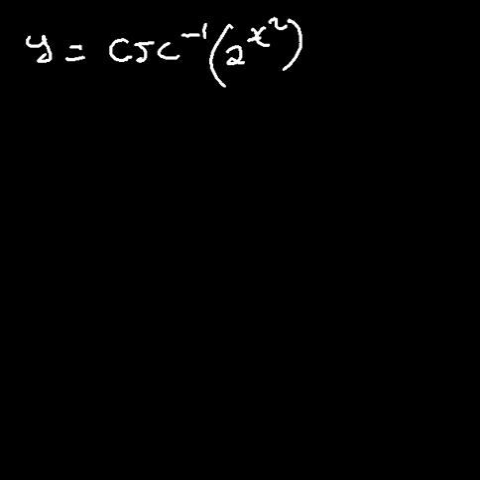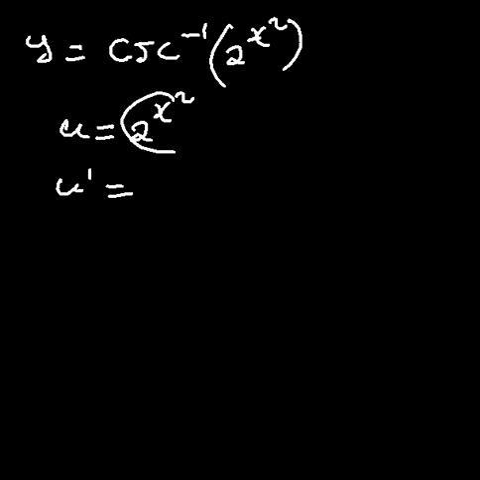And let's say if we have the function y is equal to cosec inverse of 2 to the power x squared. So now how should you have the derivative of this function? Mind you, this is actually trig inverse, which is cosec inverse. So what is the inner function? We have it as 2 to the power x squared. So what is the u prime?